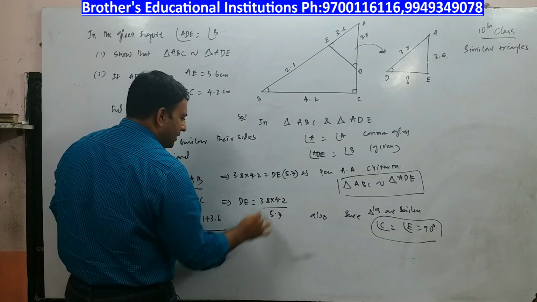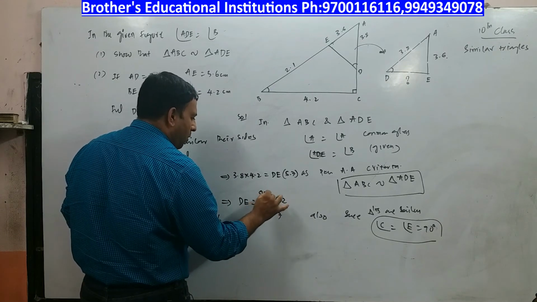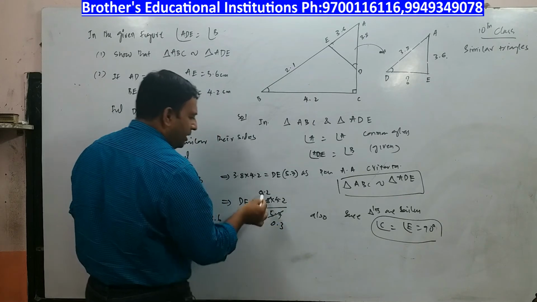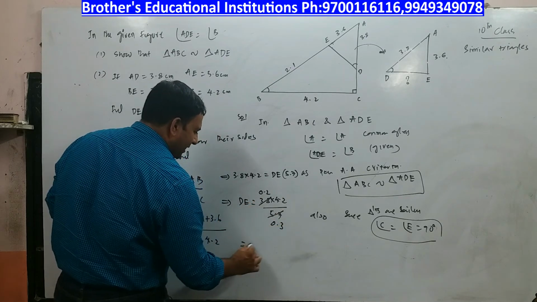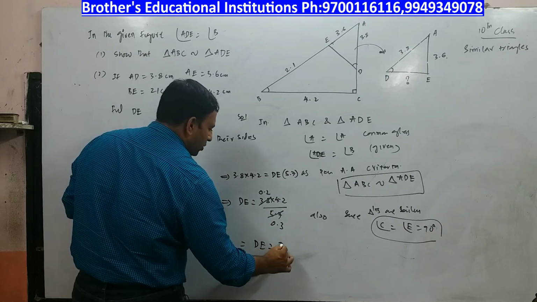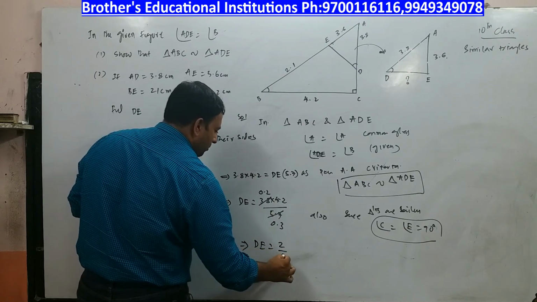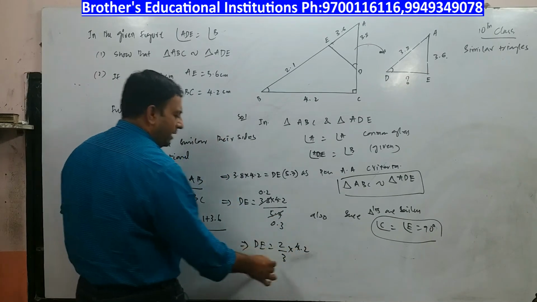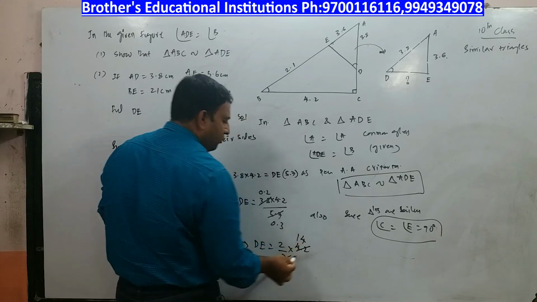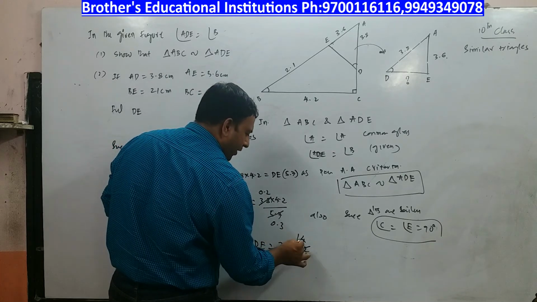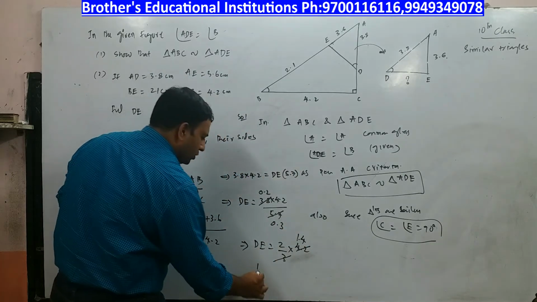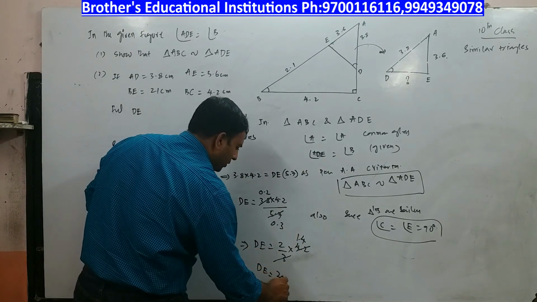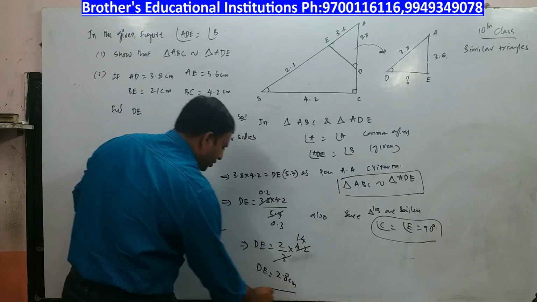Now I will cancel. 19 goes 0.2 times. 19 2s are 38. 19 3s are 57. So it is 0.3. Now 0.2, 0.3 cancel. I will write DE is equal to 2 by 3, into 4.2. Again, 3 ones are 3, 14s are 42, but because you are having 4.2, I'll write this as 1.4. So DE is equal to 2 into 1.4, which is 2.8. At the end, mention the centimeters.